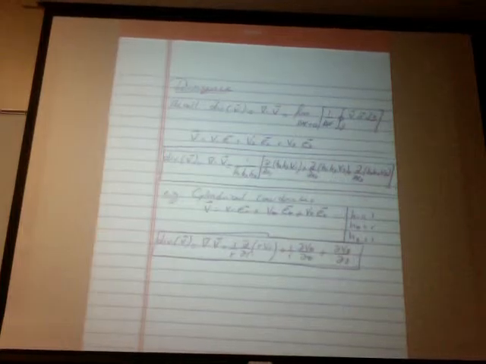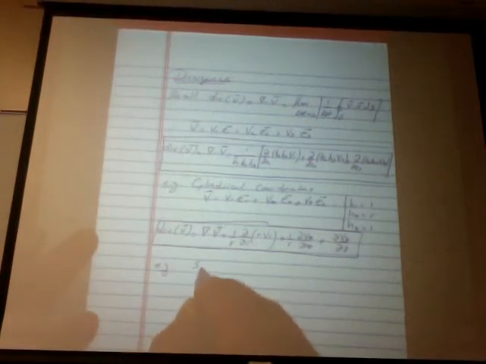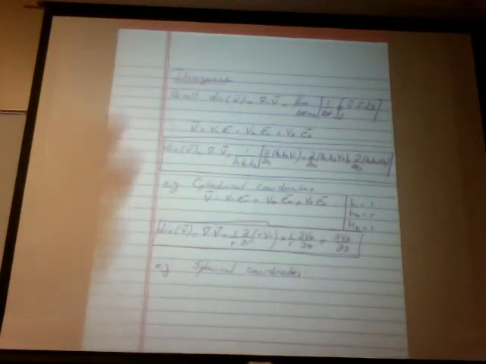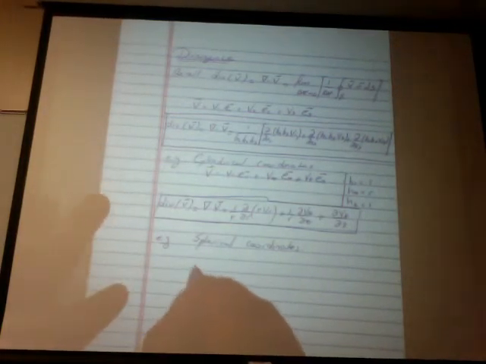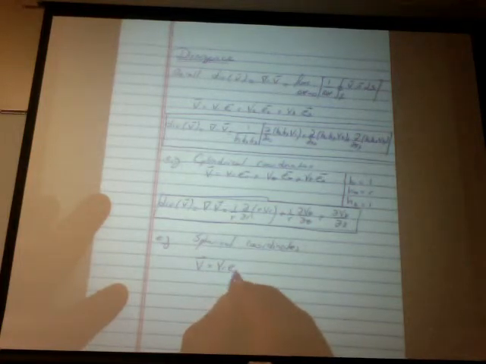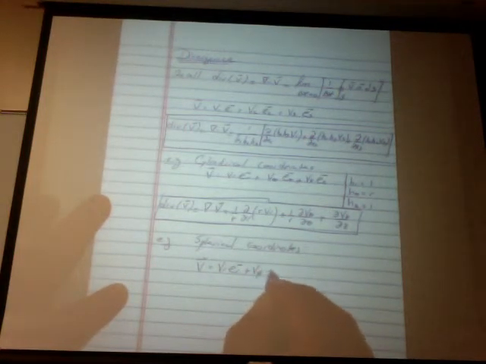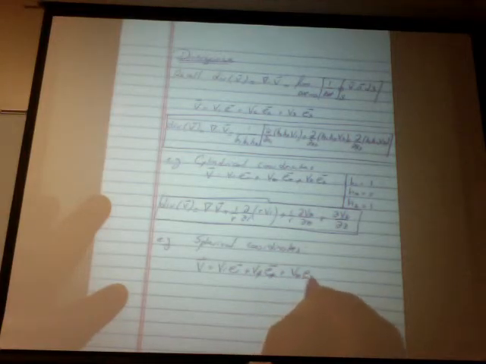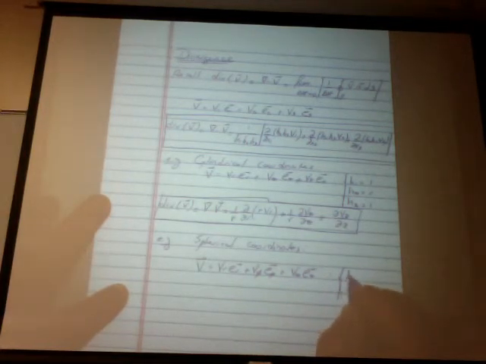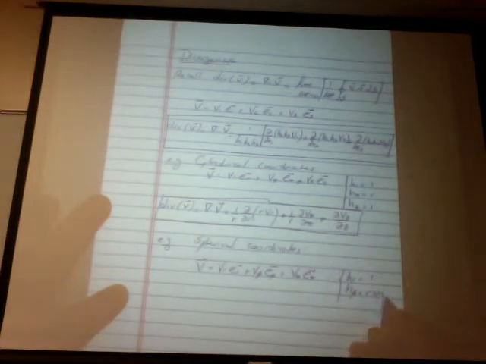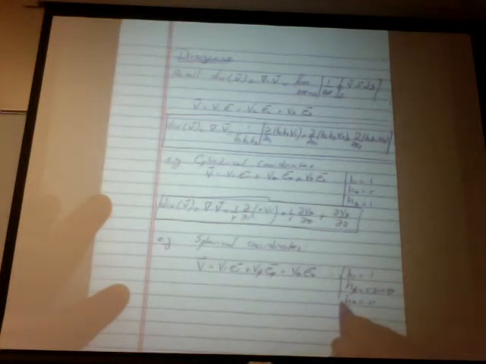Okay, let's do this in spherical. In spherical coordinates, we have V is V_r in the r direction plus V_phi in the phi direction plus V_theta in the theta direction, such that h_r is equal to 1, h_phi is equal to r sine of theta, and h_theta is equal to r.